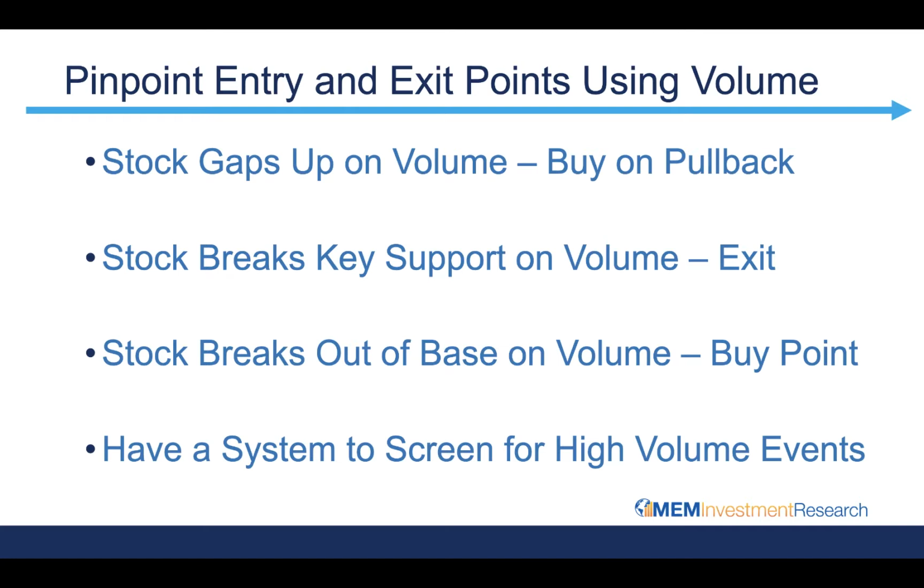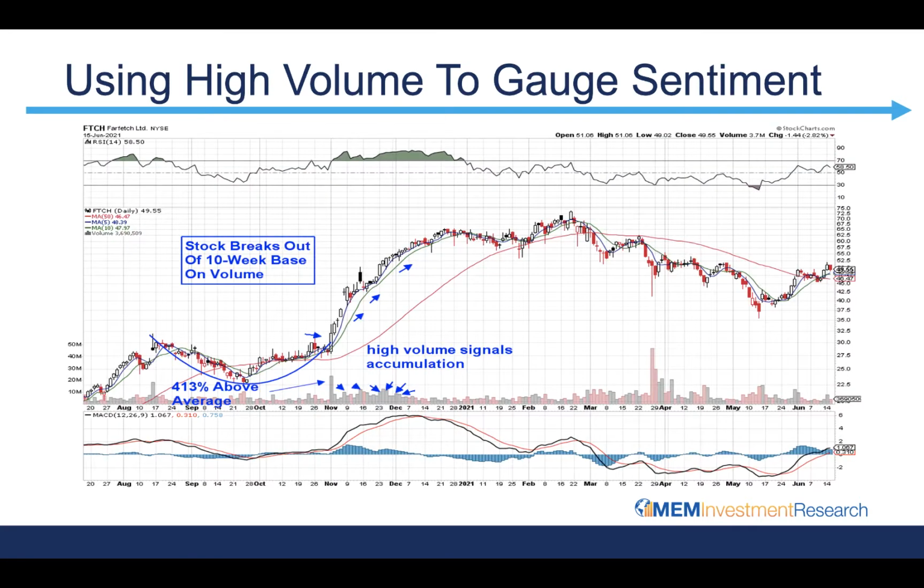You do want to have a system to screen for these high volume events. Most trading platforms do offer that, and again, you'll use that average volume over the last 50 days as your base point. So let's go ahead and get started. I'm sharing with you a daily price chart of a company called Farfetch. FTCH is the ticker symbol.